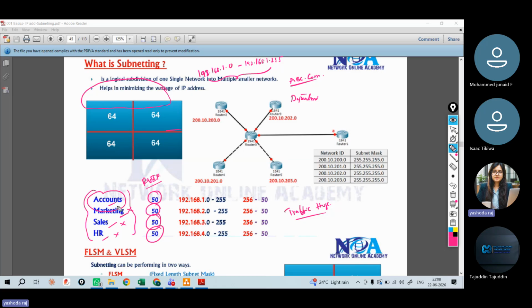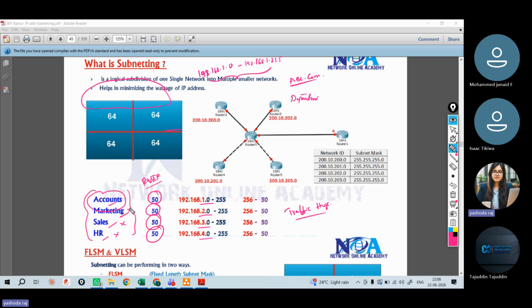If I wanted them to not access each other and the traffic to not be huge, then what was my solution? Then I have to assign the IP addresses in different networks. For accounts, I go with the 1.0 network, for marketing the 2.0 network, sales the 3.0 network, HR the 4.0 network. Now both my requirements are solved. That means traffic is not huge, and users of the respective departments are not able to access the other departments' data, right?